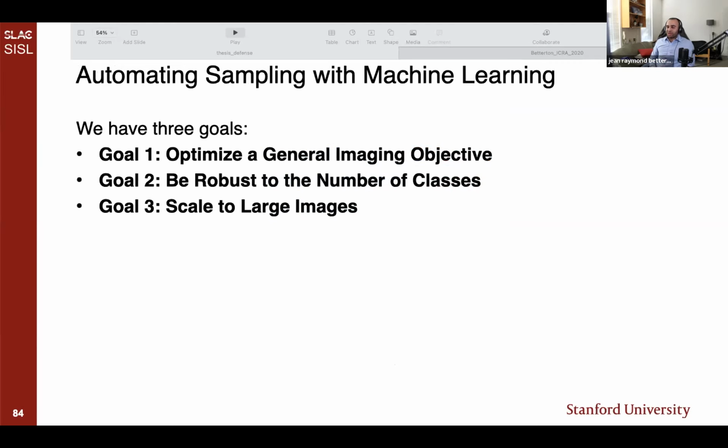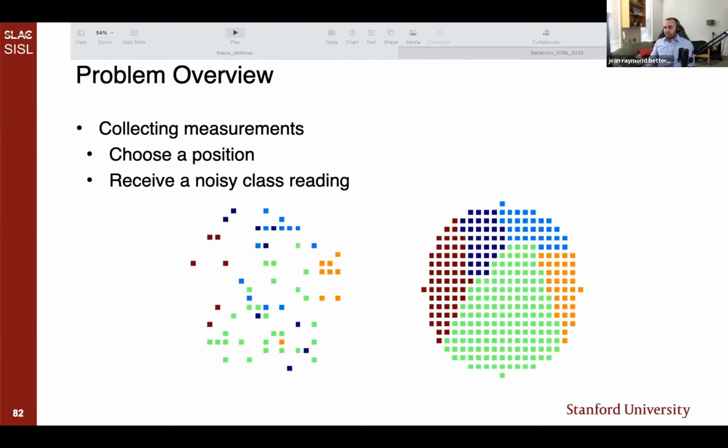All right. So again, we have 3 goals. This is going to be very similar to the previous approach. Again, we want to optimize a general imaging objective. This has not changed from the previous discussion. And again, we want to be able to handle black box image reconstruction functions. To revisit, a reconstruction function is the function that takes the measurements on the left and creates a prediction on the right. So we want to be able to operate with black box reconstruction functions.